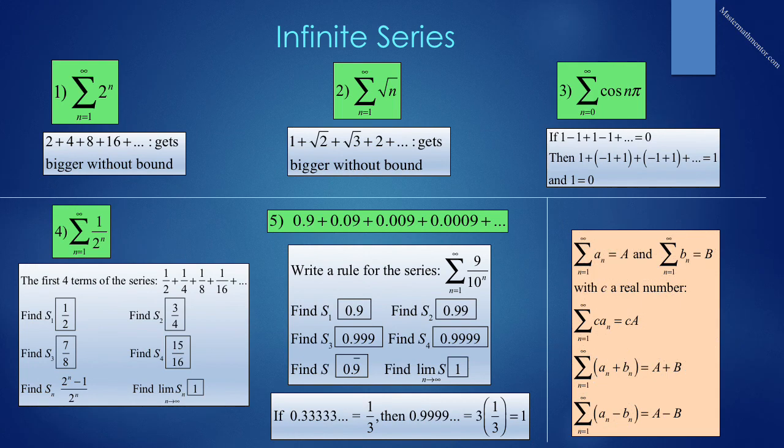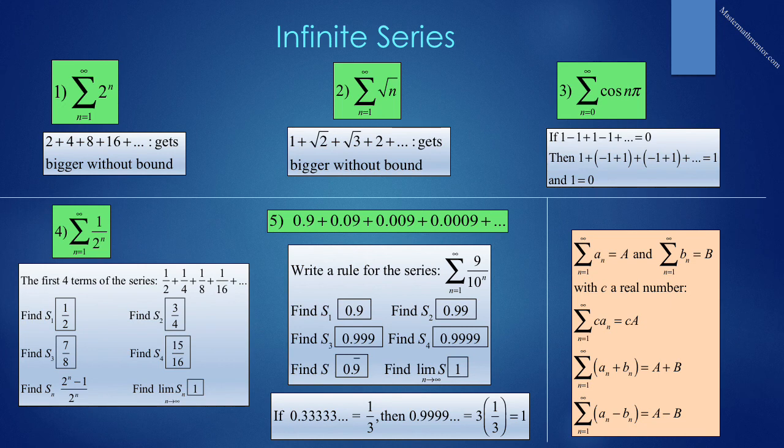Finally, there are several rules that work with convergent series. If we have two convergent series, summation n equals 1 to infinity of a sub n, and we'll say that sum is A, and summation n equals 1 to infinity of b sub n, and we'll say that the sum is B, with c a real number. Then the summation n equals 1 to infinity of c a sub n is cA. We can take the c outside the sigma sign.